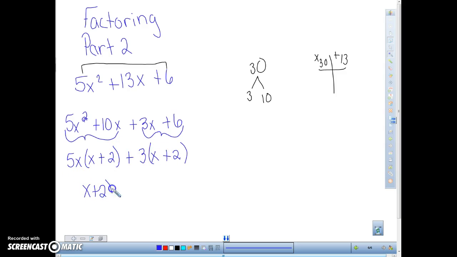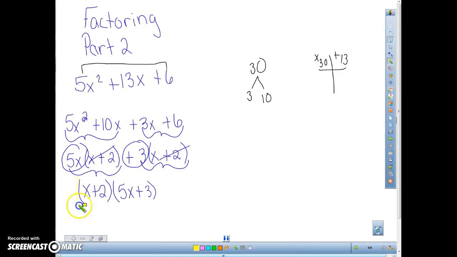So then we're going to factor out what's in common between this and this. And so x plus 2 is one of them. The other parenthesis is whatever's left over. So if I take out an x plus 2, what's left over is the 5x plus 3. And then that is your answer. Let's do another one.